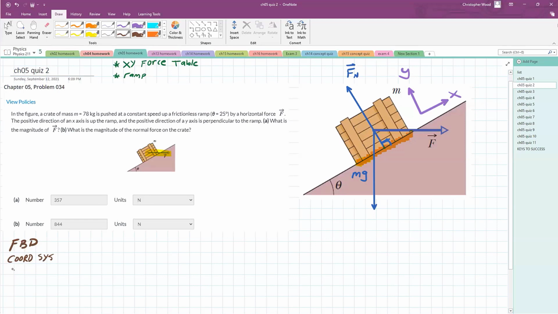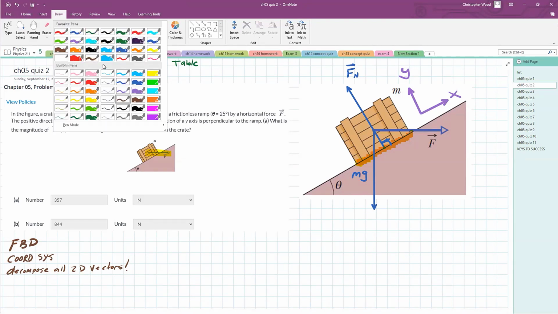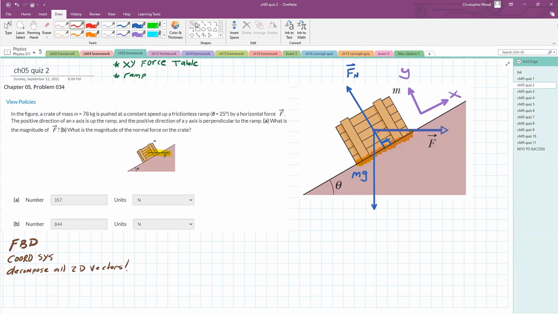And then I need to decompose all two-dimensional vectors. That's standard operating procedure anytime you have 2 or 3 dimensions. Just break them down. So I will break down this vector. For mg, here's mg's y component. Here's mg's x component. Let me fine tune that just a bit.